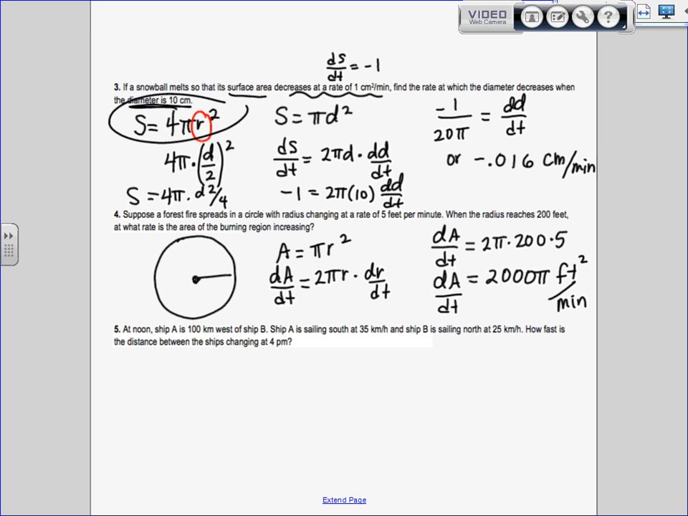Okay. So at noon, ship A is 100 kilometers west of ship B. So A is west of B. Ship A is sailing south. Ship B is sailing north. How fast is the distance between the two ships changing? So what you're finding is this distance right here, D.